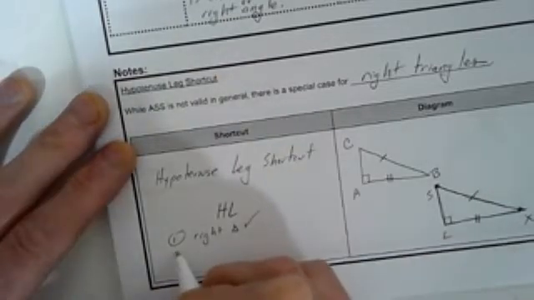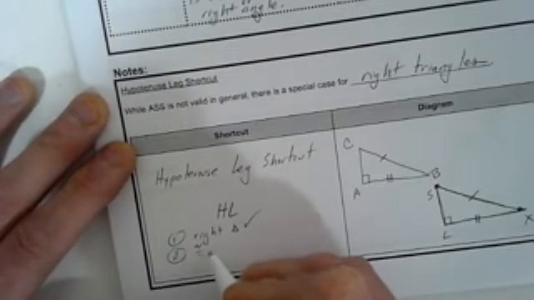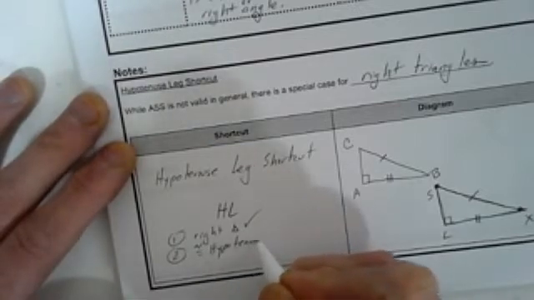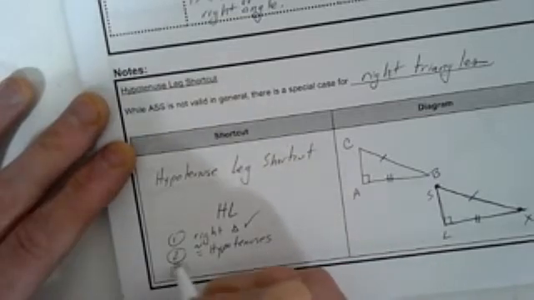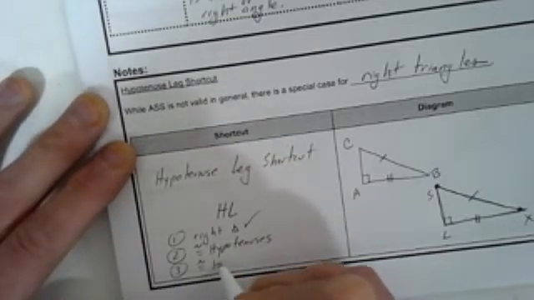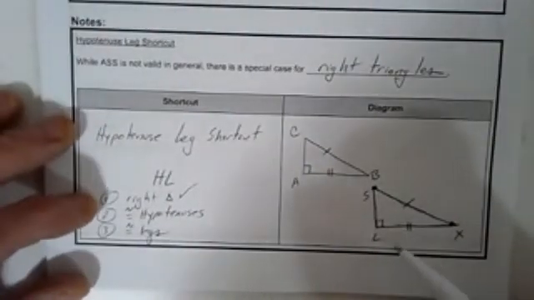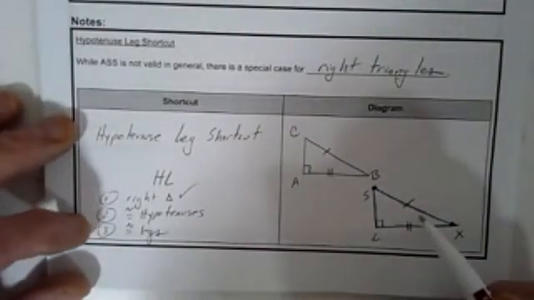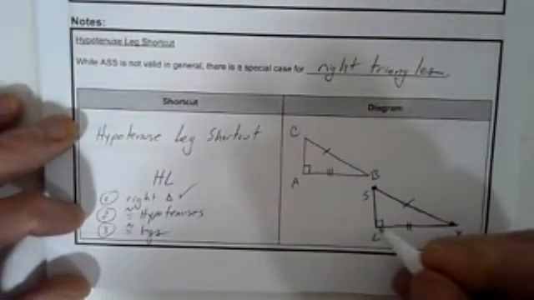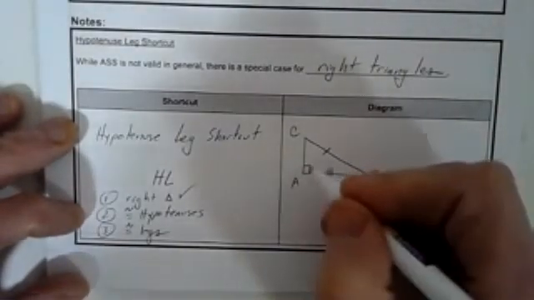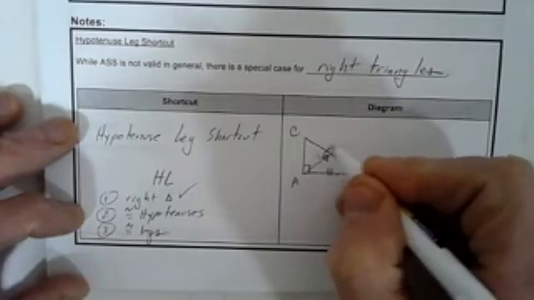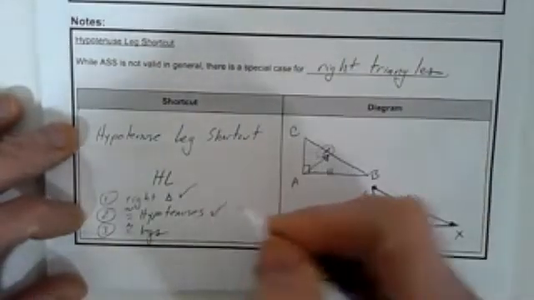Check. Secondly, we need to know that we have congruent hypotenuses. And third, we need to know that we have congruent legs. And in this situation, we have right triangles. Check. Do we have congruent hypotenuses? Well, both of the hypotenuses are across from the right angle, and they're congruent to each other because they have one tick mark. Check.